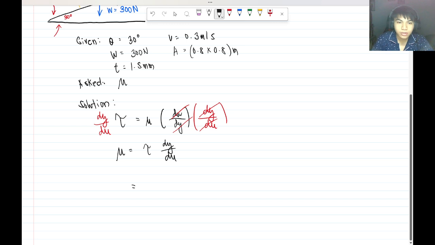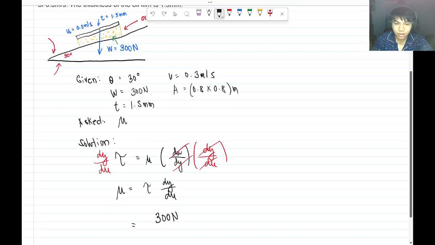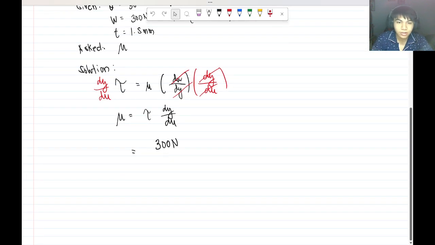So for this one, we have the pressure. So that's 300 newtons times the angle, 30 degrees. And since it's going up, it's going to be a sine function. So that's sine theta, sine of 30 degrees.